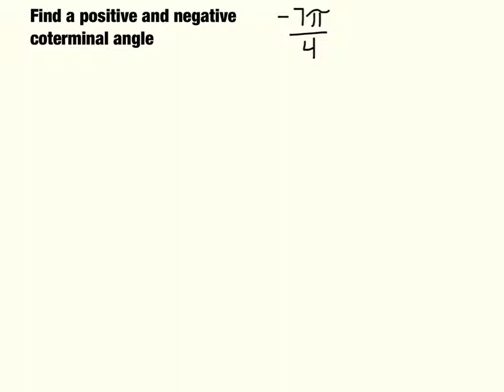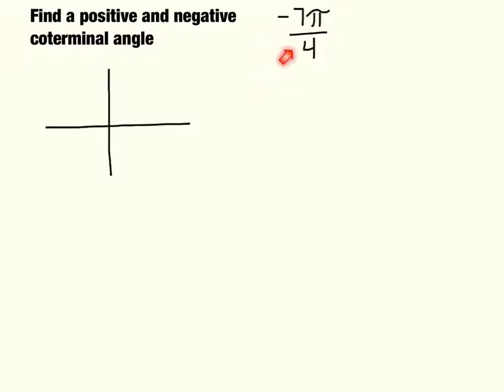Okay, let's find a positive and a negative coterminal angle for negative 7 pi over 4. And let's also graph it, because we need to practice graphing. So it's a negative, so I'm going to be going around the other way. With radians, whenever I'm going around, instead of this being pi over 2, I have to count. Okay, I went negative pi over 2, negative pi, negative 3 pi over 2, negative 2 pi. So negative 7 pi over 4, that's really close to negative 2.